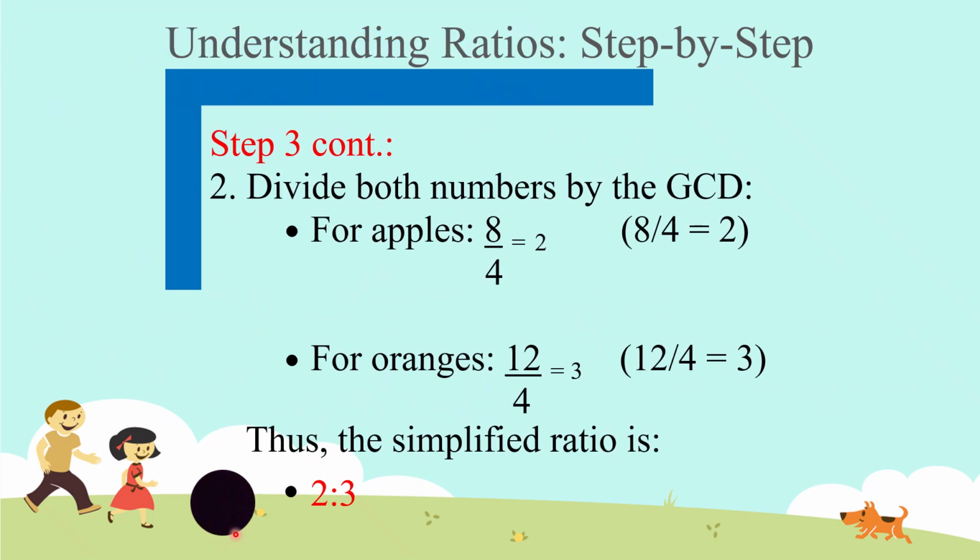Step 3 continued. Number 2. Divide both numbers by the greatest common denominator. For apples, 8 divided by 4 equals 2. For oranges, 12 divided by 4 equals 3. Thus, the simplified ratio is 2 to 3.